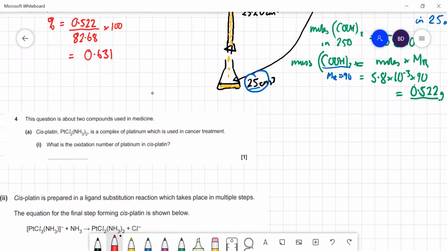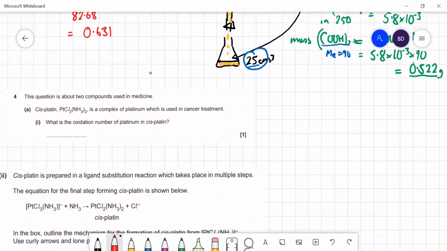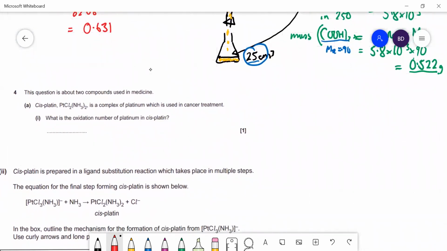Right. This is about cisplatin. Okay, so this is this anti-cancer drug compound. Okay, what's the oxidation number of platinum in cisplatin? Well, the NH3 ligands have no charge. The chloride ligands have a charge of -1, and the overall complex is 0. So that means the platinum must have a charge of 2+ in the complex. So the oxidation number is +2.